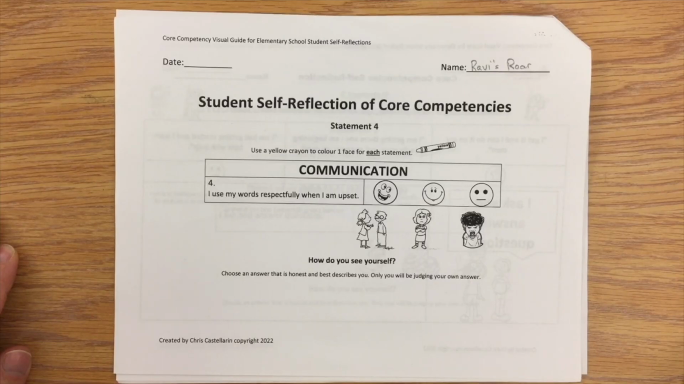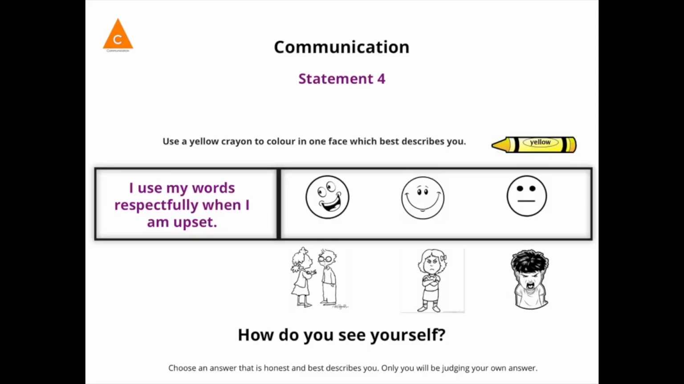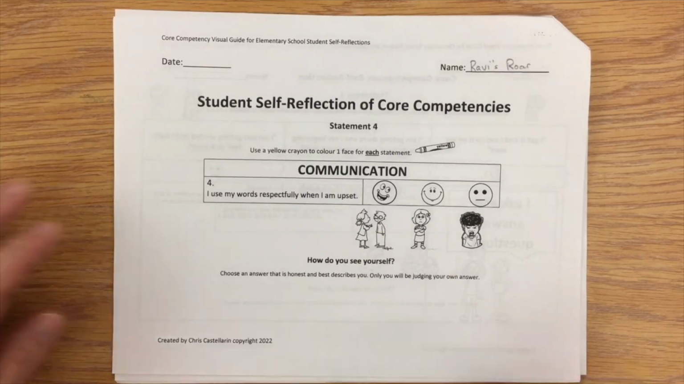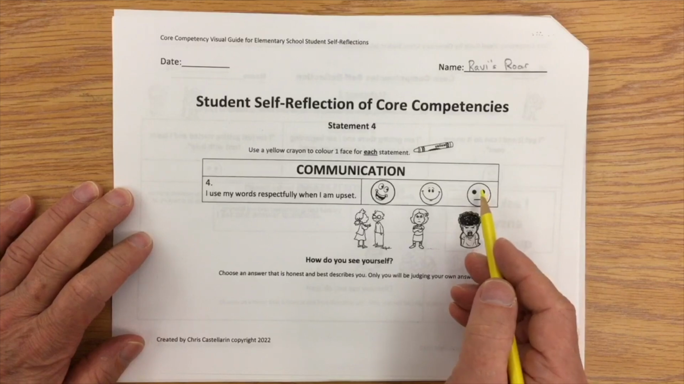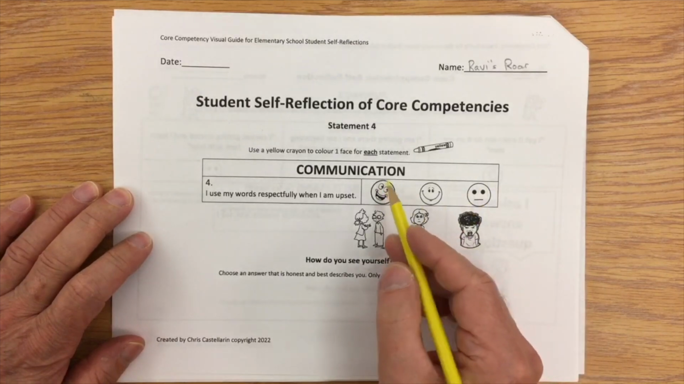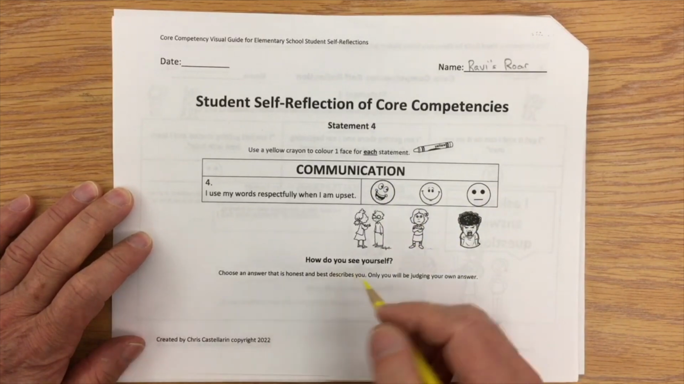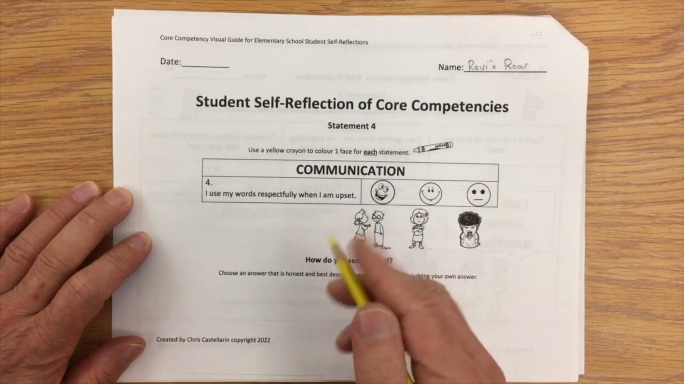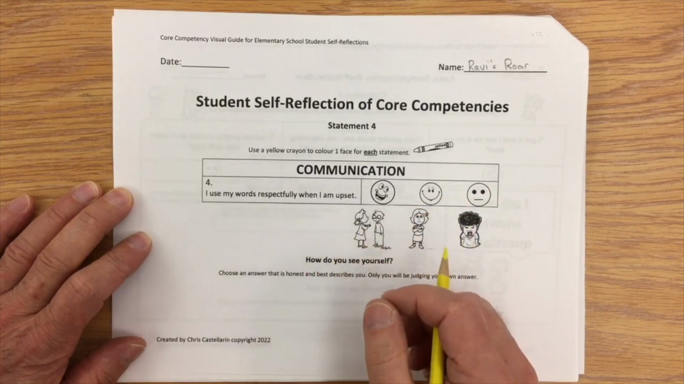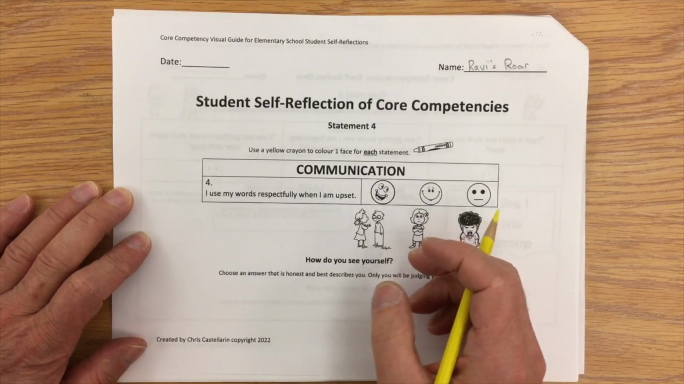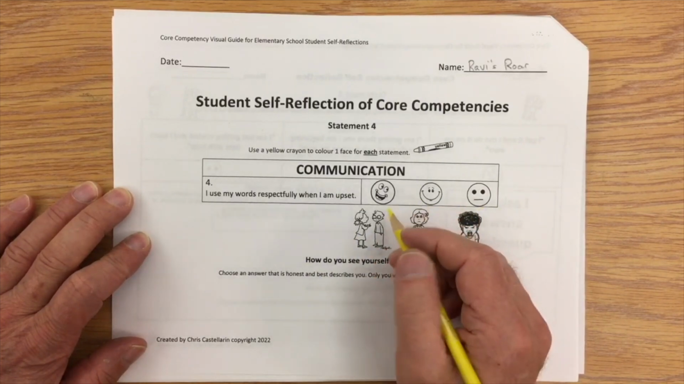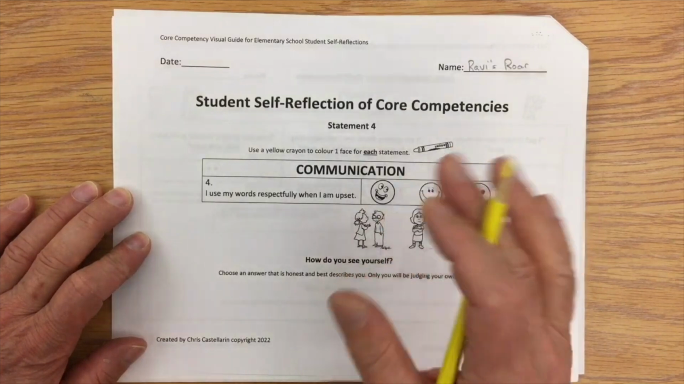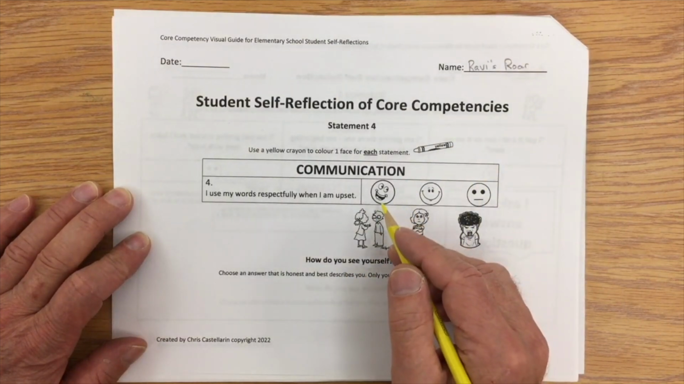And it makes me think about a question I would ask myself. I use my words respectfully when I am upset. I've made a little emoji chart here. Here we have a big happy face that I would color in yellow if I felt that I could use my words respectfully when I'm upset. We're not talking about when I'm happy and everything's going great, but when I'm frustrated, when I'm upset, when I'm angry. Am I able to use calm, quiet, polite words to talk to the person that I'm upset with?